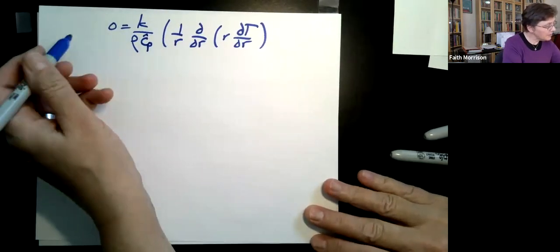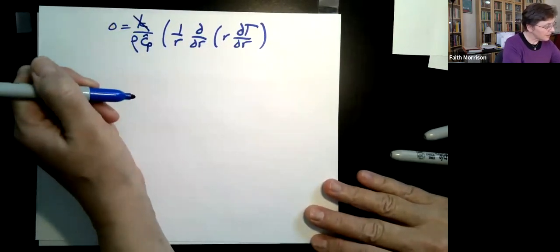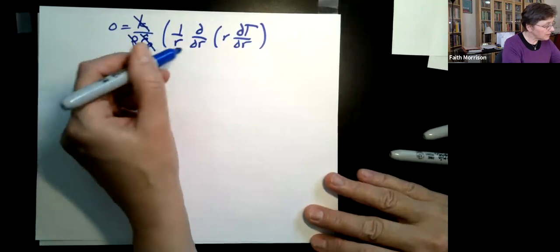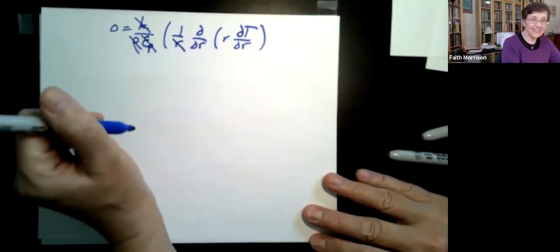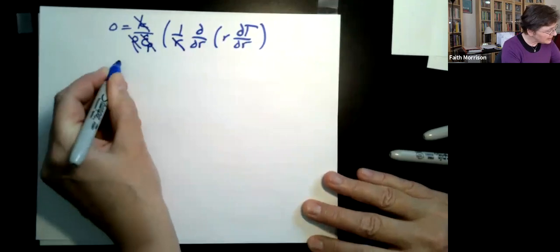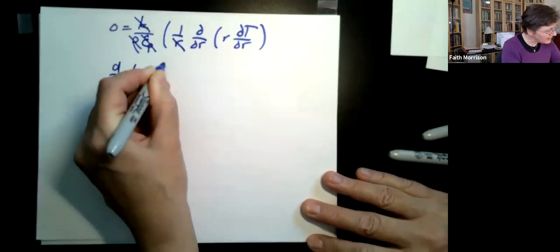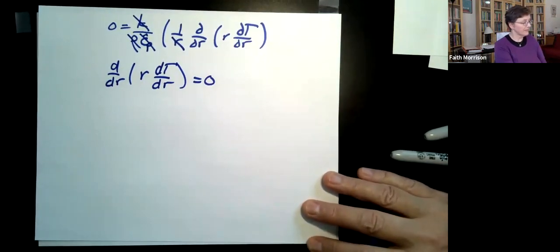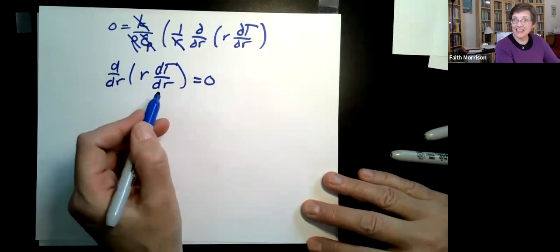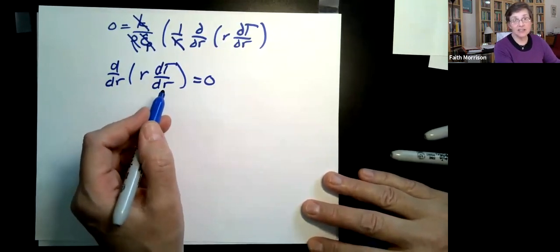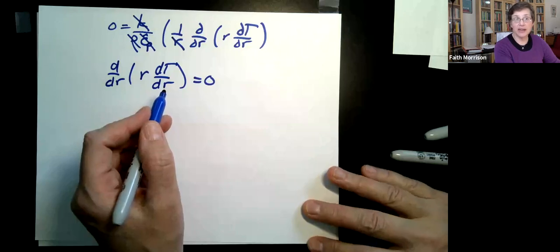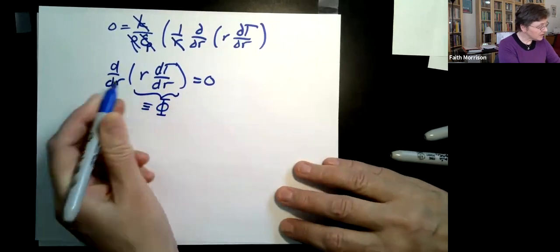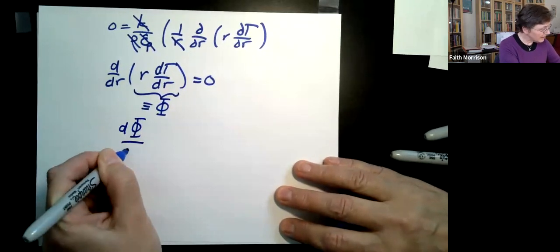And then I'm also going to divide both sides by k, and so it drops out. Multiply both sides by rho Cp, and so they drop out. And then multiply both sides by little r, and everything there drops out. So I end up with d by dr of r dT dr equals 0. Now, sometimes people are tempted to take a derivative here, but remember, we're integrating. So don't differentiate while you're integrating if you can help it. So I'm just going to call this phi. And so now I have d phi dr is 0.